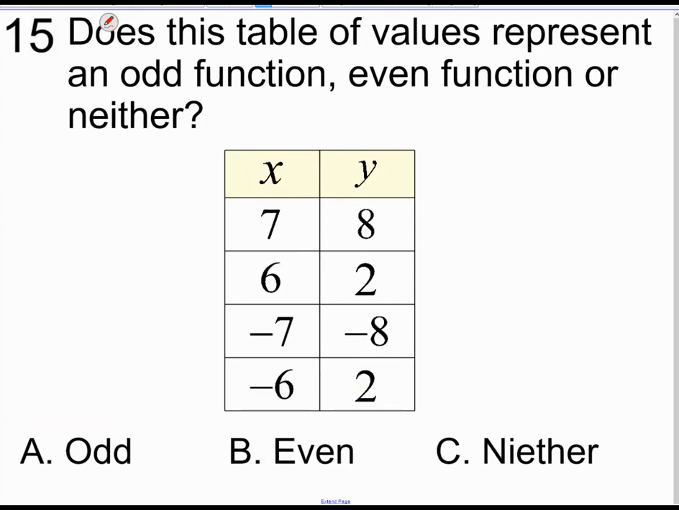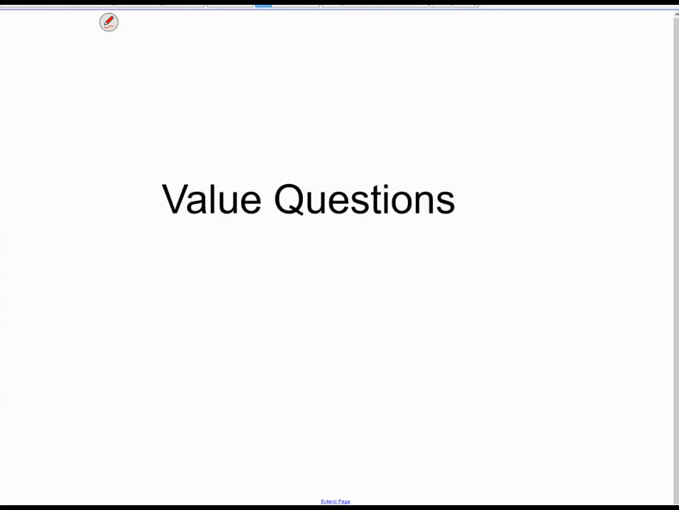Number 15, check that one out. This one is neither, because the 7s are acting odd. They're outputting opposites, and the 6s are outputting the same value. You can't be odd and even. One pair's odd, one pair's even. That's a fact. A function can't be both odd and even.